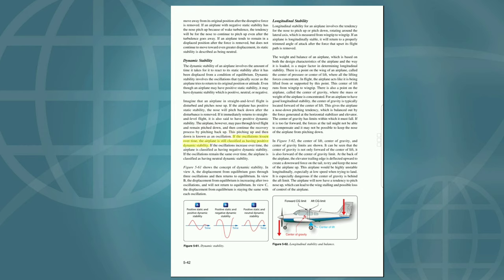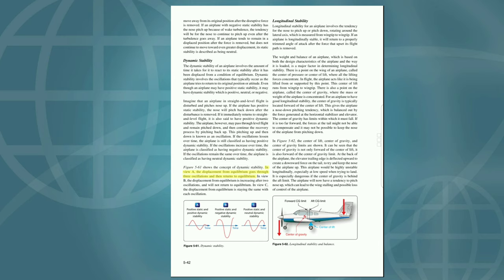If the oscillations lessen over time, the airplane is still classified as having positive dynamic stability. If the oscillations increase over time, the airplane is classified as having negative dynamic stability. If the oscillations remain the same over time, the airplane is classified as having neutral dynamic stability. Figure 5-61 shows the concept of dynamic stability.